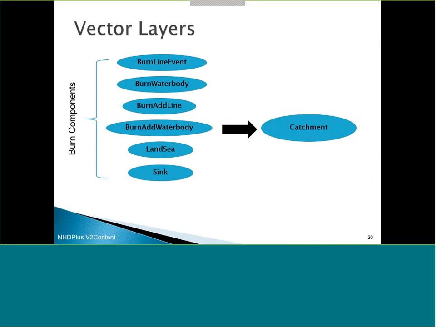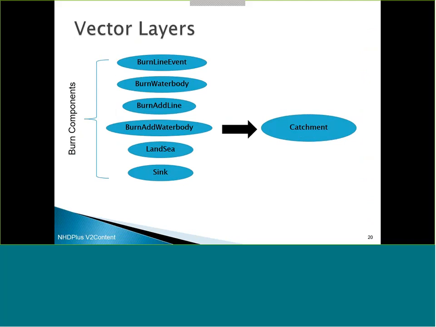The vector layers consist of, the first set is a set of 6 data sets called the burn components. These are primarily provided as documentation of the process that was used to hydroenforce the elevation and produce the NHD+ catchments. The burn line event, water and water body come from NHD. The burn add line and burn add water body were extra features we needed for hydroenforcement that were not in NHD. Land C is a polygon data set that is used to make sure that the water flows off the land into the ocean.